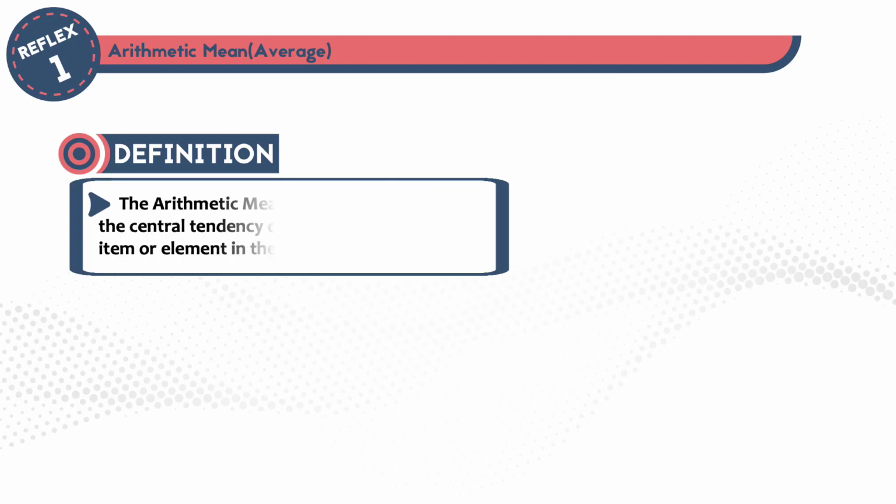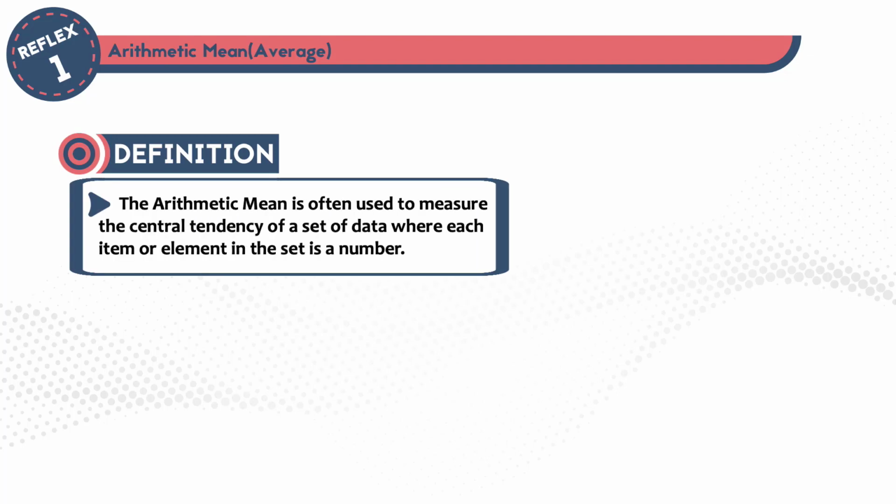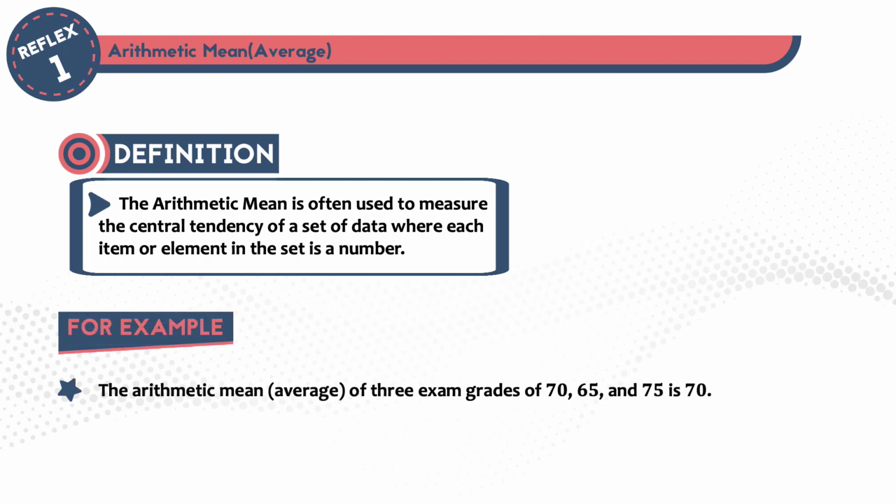Arithmetic mean or the average. The arithmetic mean is often used to measure the central tendency of a set of data where each item or element in a set is a number. For example, the arithmetic mean or the average of 3 exam grades of 70, 65, and 75 is 70, meaning that the numbers in the set fluctuate around the number 70, which is the central tendency of the data set.